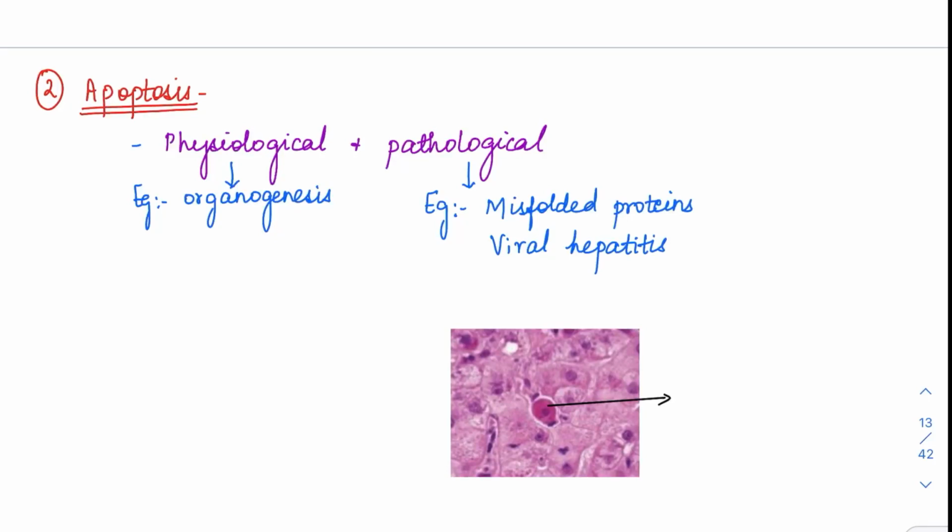Now we had seen about the first form of cell death, which is necrosis. Next we'll move on to the second type of cell death, which is apoptosis. So unlike necrosis, apoptosis is going to be both physiological and pathological. So physiologically, where do you see apoptosis?